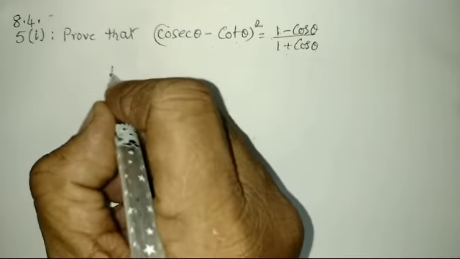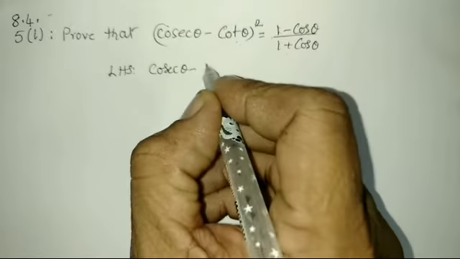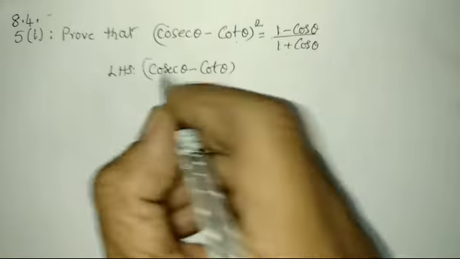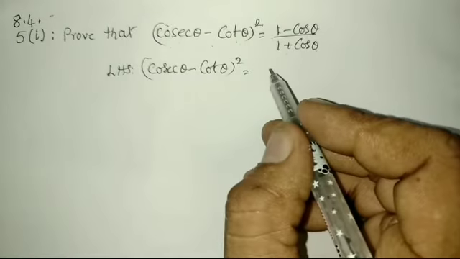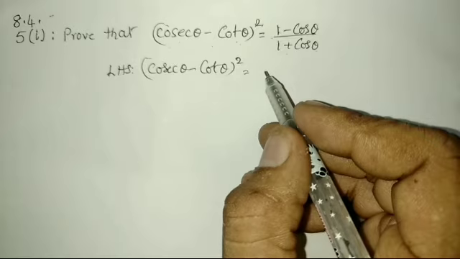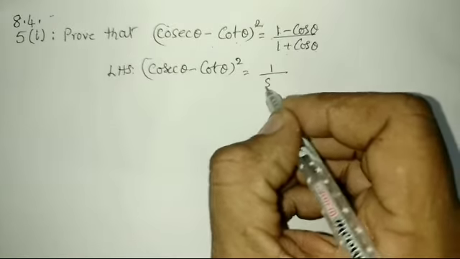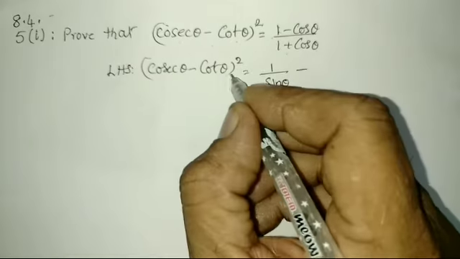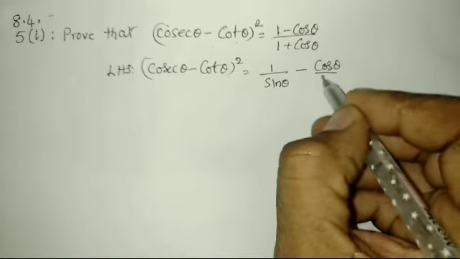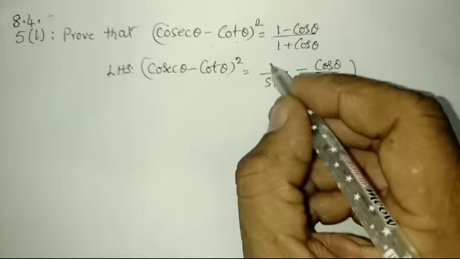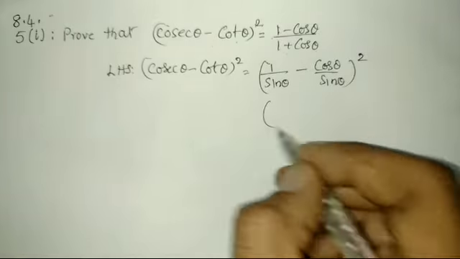Now we take the left hand side, (cosecant theta minus cot theta) whole square. We know that cosecant theta is equal to 1 by sin theta, because sin theta into cosecant theta equal to 1. Cosecant theta equal to 1 by sin theta. 1 by sin theta minus cot theta. Cot theta means what? Cos theta by sin theta. So (1 by sin theta minus cos theta by sin theta) whole square.